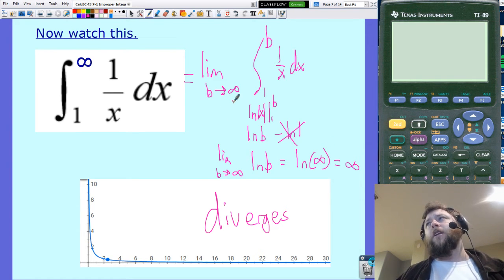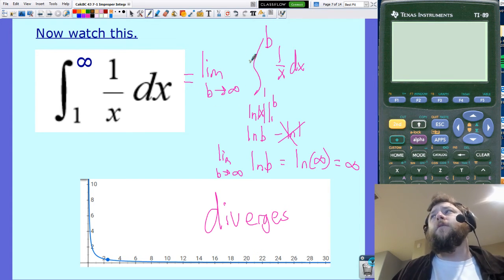Now I did this limit notation here. As you're working the problems, you can probably just plug in infinity. You don't need to do this, but technically we have to do this if we're showing work. All right? So it actually diverges. It keeps growing slowly forever. It doesn't converge to a number.